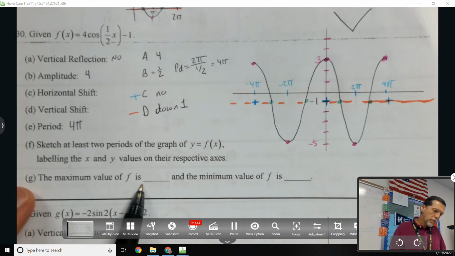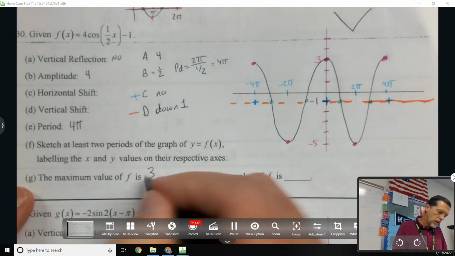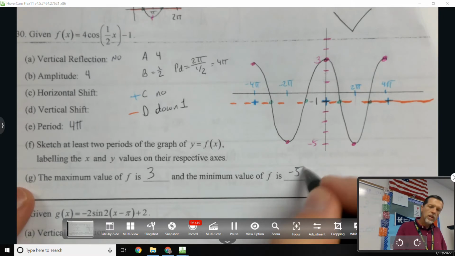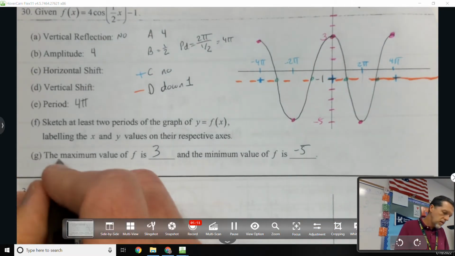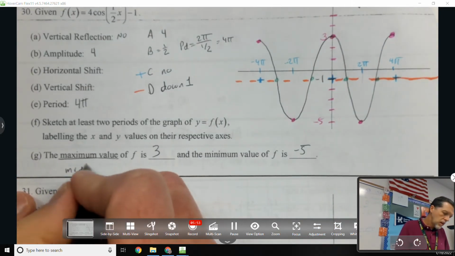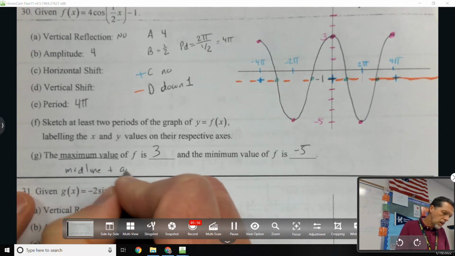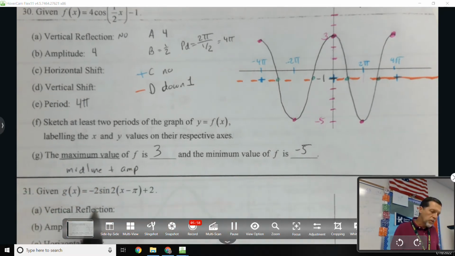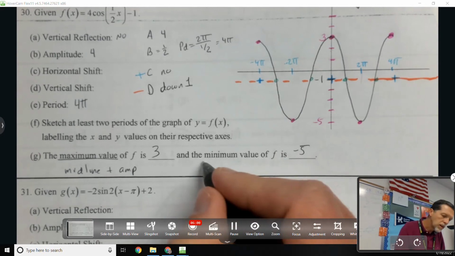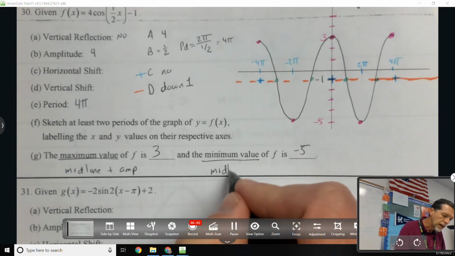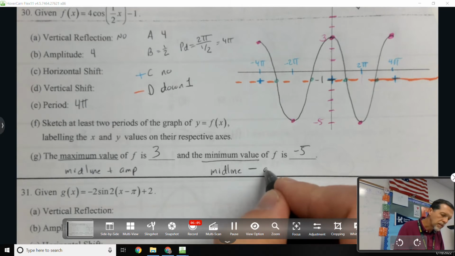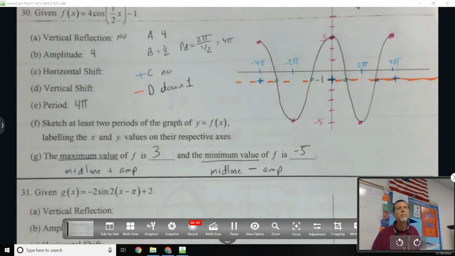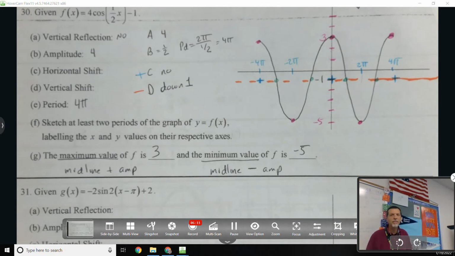The maximum value is 3 and the minimum value is -5. The maximum is always going to be the midline plus the amplitude. The minimum would always be the midline minus the amplitude. Now, if you got the graph, it's easy to see, but sometimes we ask that question without the graph. If it had a C, what difference would that make? So a C is the left-right shift.